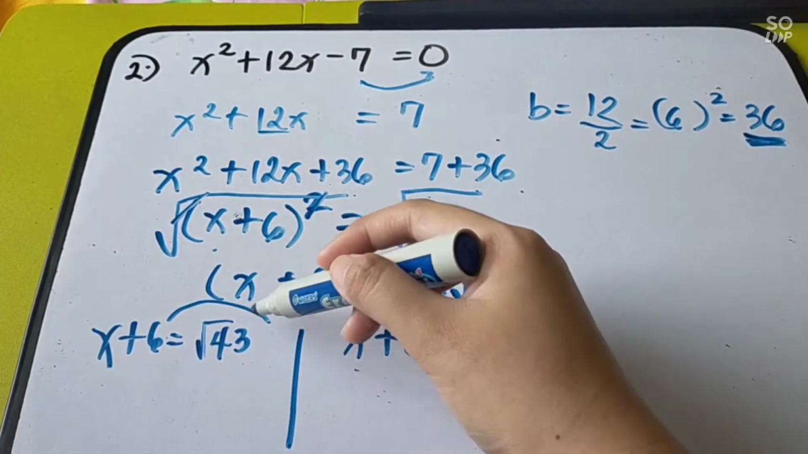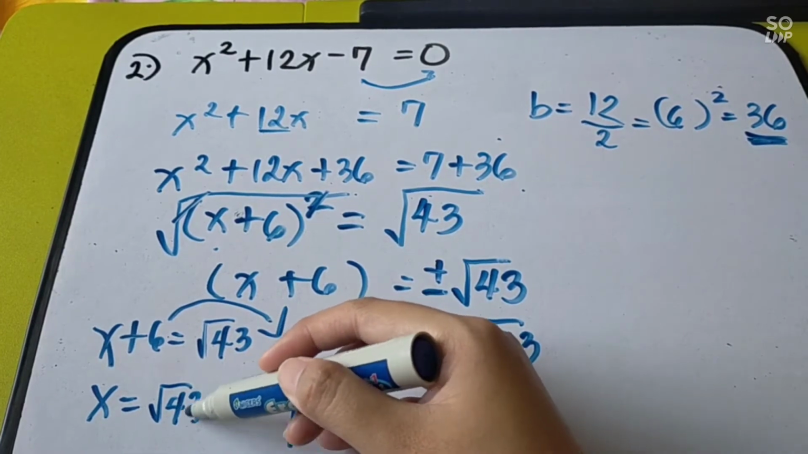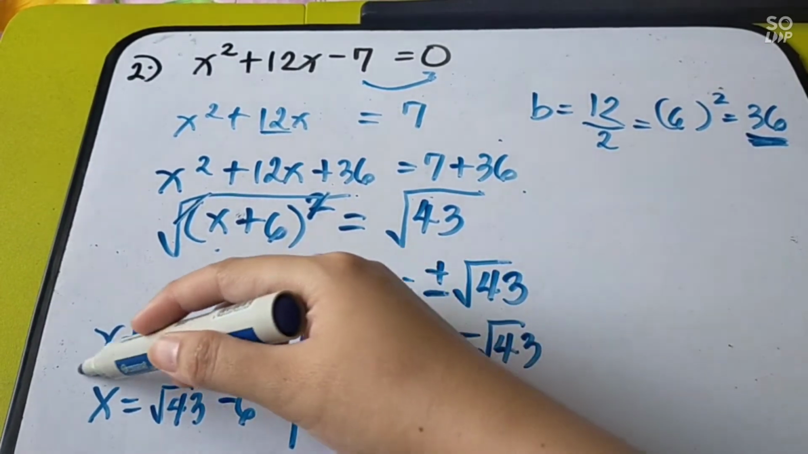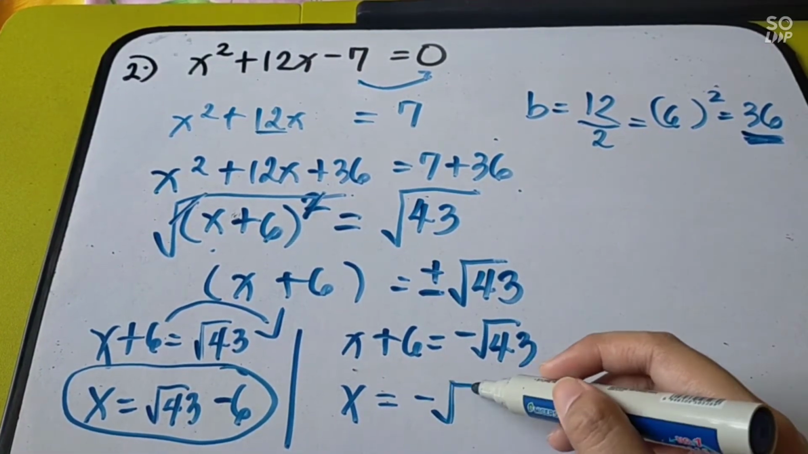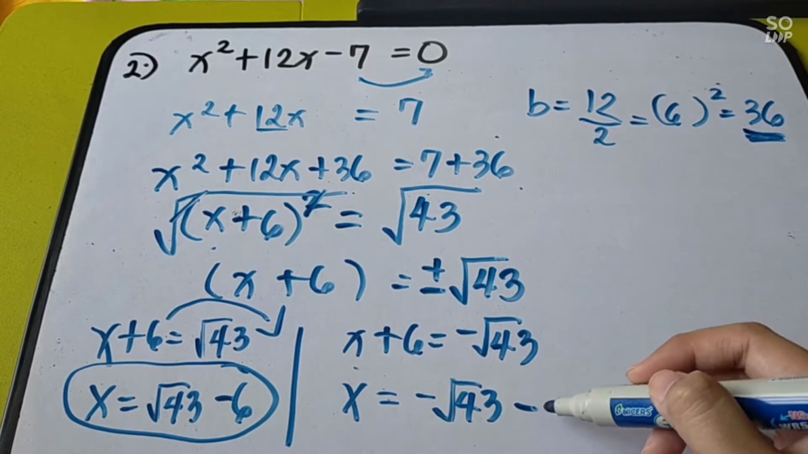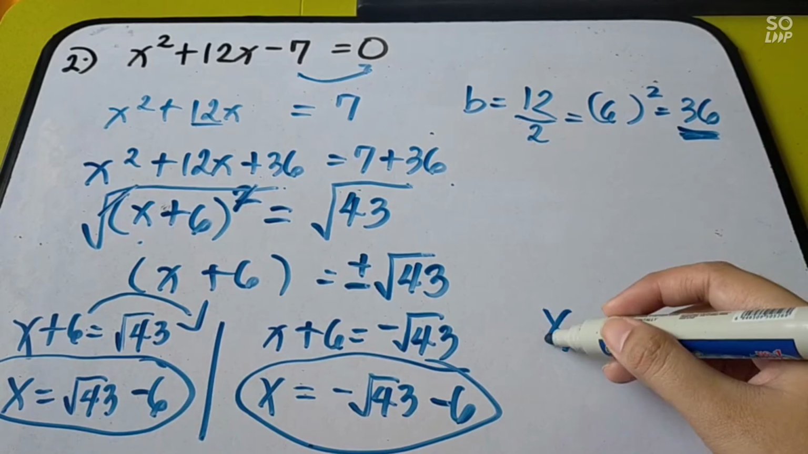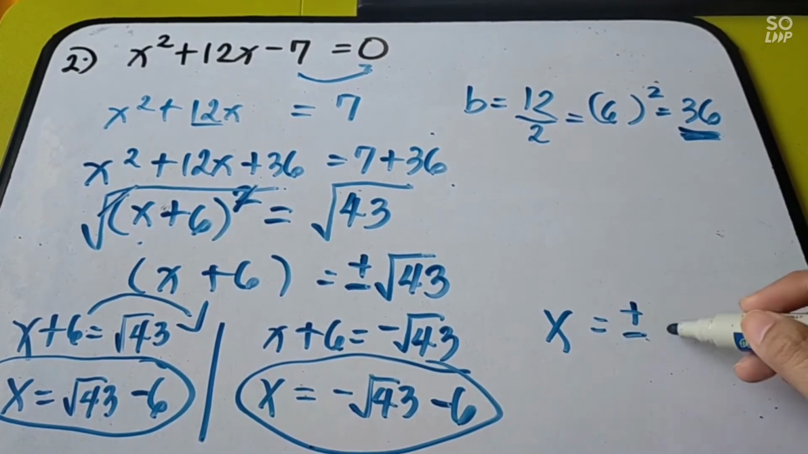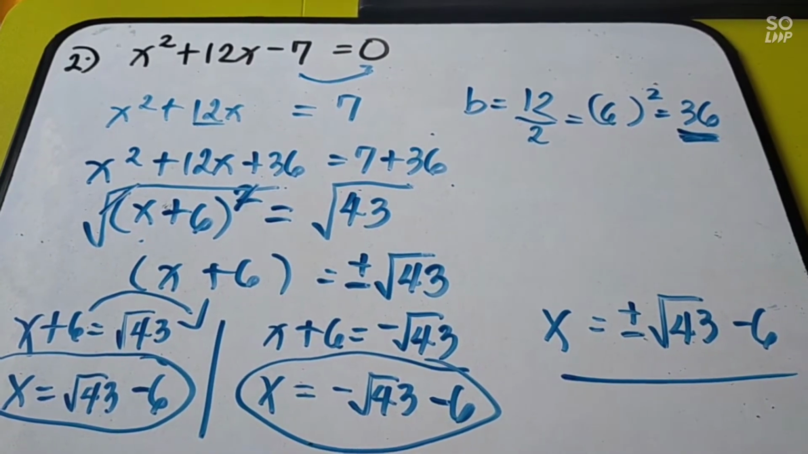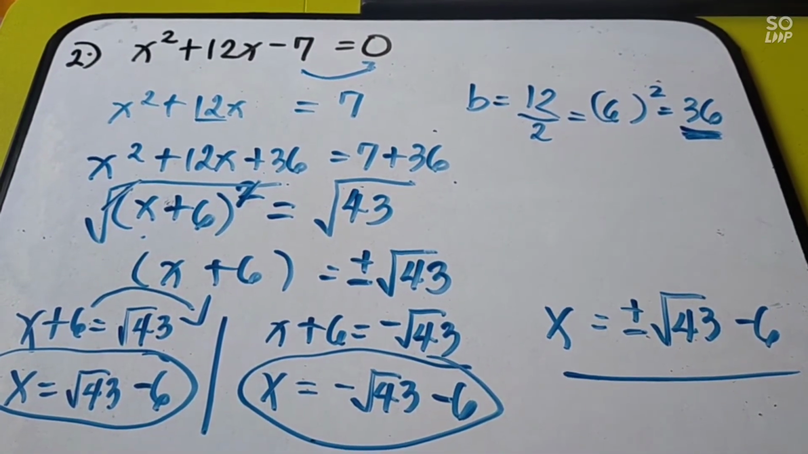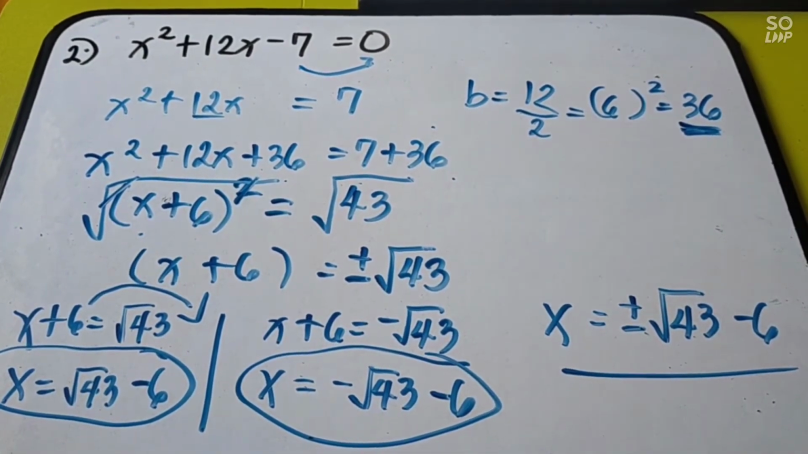Then just transpose 6. X is equal to square root of 43 minus 6. Ito yung isa mong sagot. Then this one, x is equal to negative square root of 43 minus 6. Ayan. Or kung magkasama naman yung x mo, yung positive and negative square root of 43 minus 6. Ayan. So, depende kay teacher kung anong gusto niya, kung pagsasamahin ba niya or ang gusto niya ay magkahiwalay. Okay, so depende pa rin sa teacher ninyo.